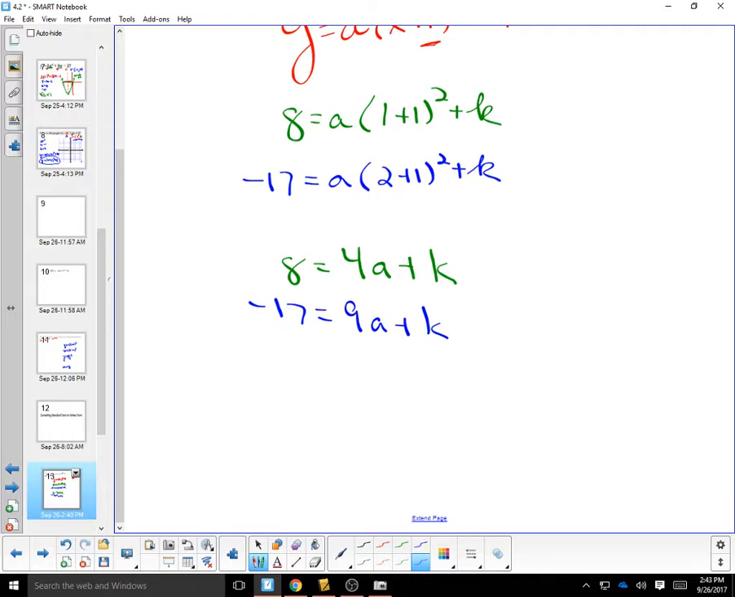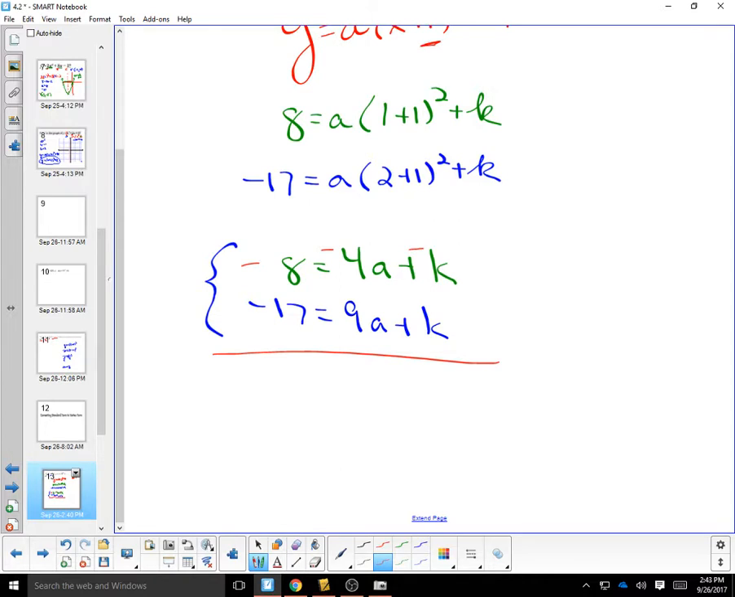Right here, what is that? I've just created a system of equations. Which one would be the easiest one to get rid of? The k's. So if I just subtract the equations, wouldn't the k's just drop out?